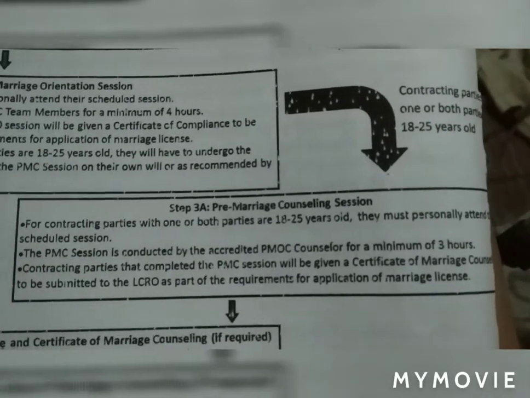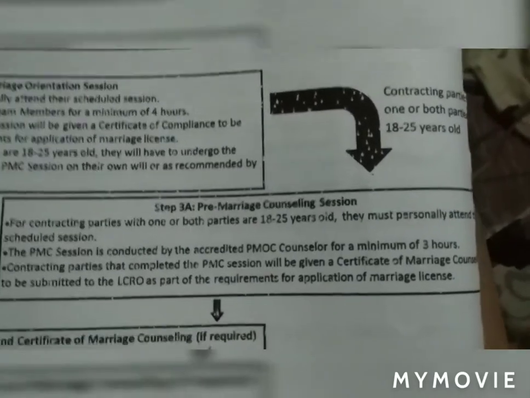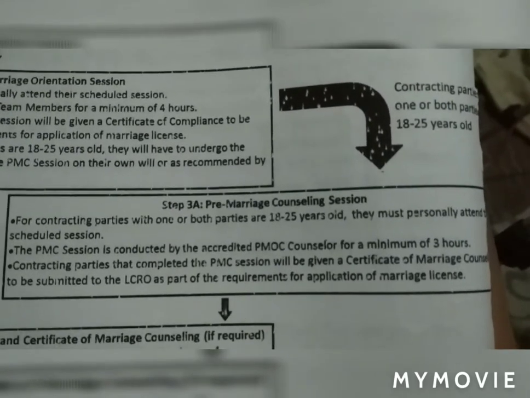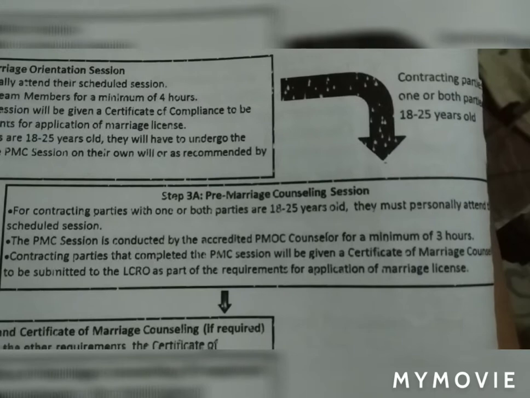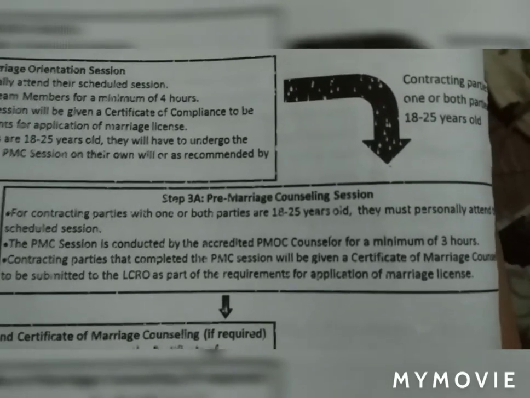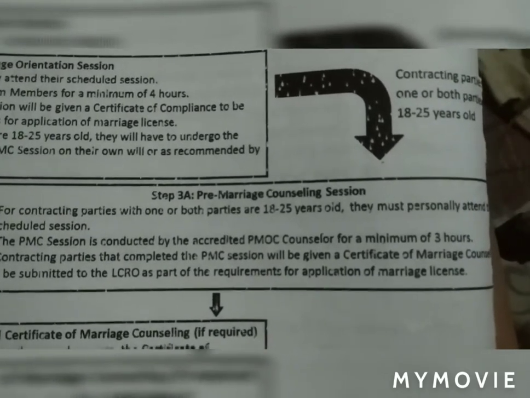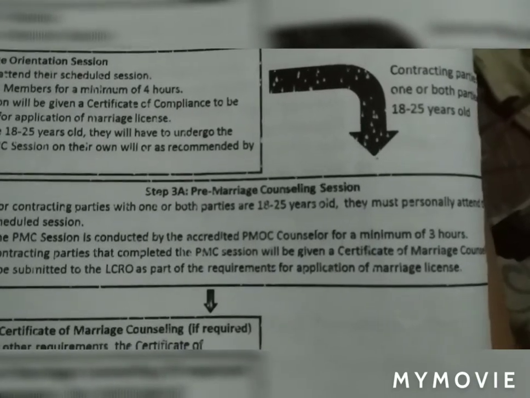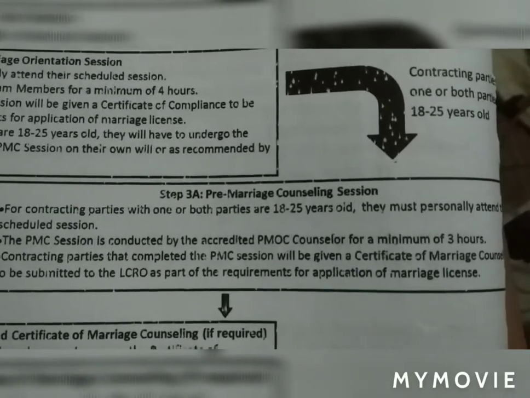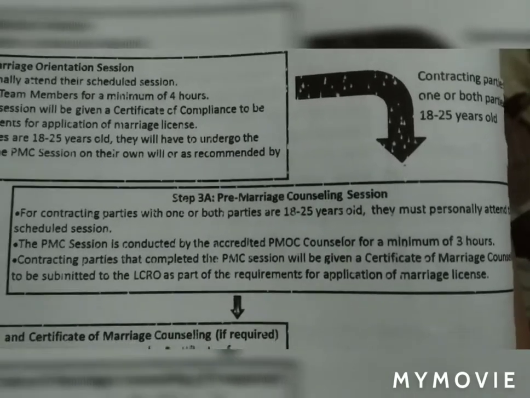For contracting parties with one or both parties 18 to 25 years old, they must personally attend the scheduled session. The PMC session is conducted by the accredited PMOC counselor for a minimum of 3 hours. Contracting parties that completed the PMC session will be given a certificate of marriage counseling to be submitted to the LCRO as part of the requirement for application of marriage license.